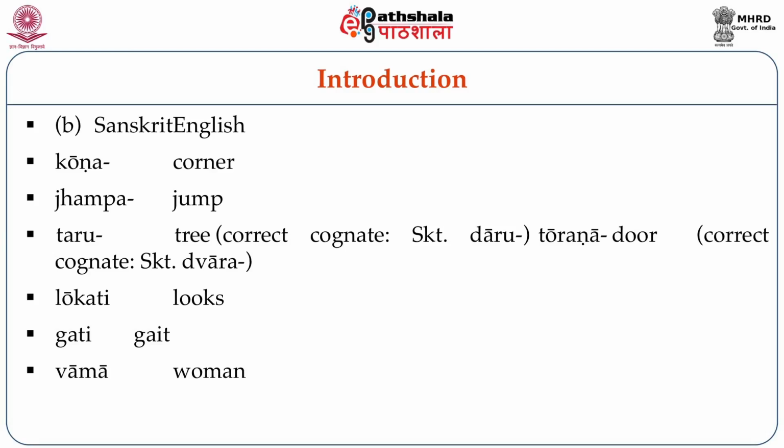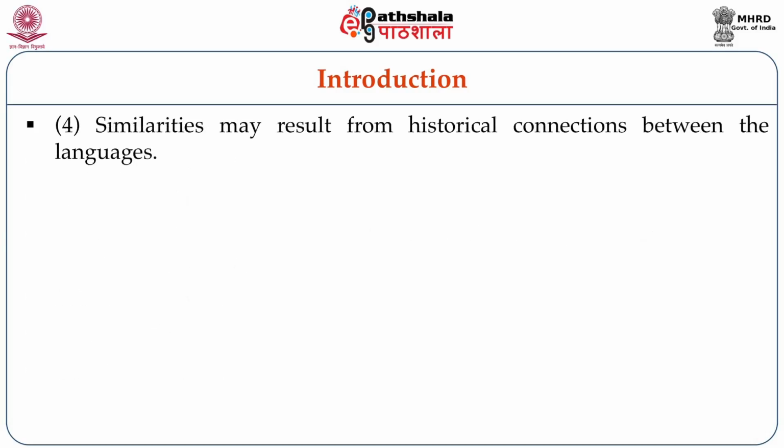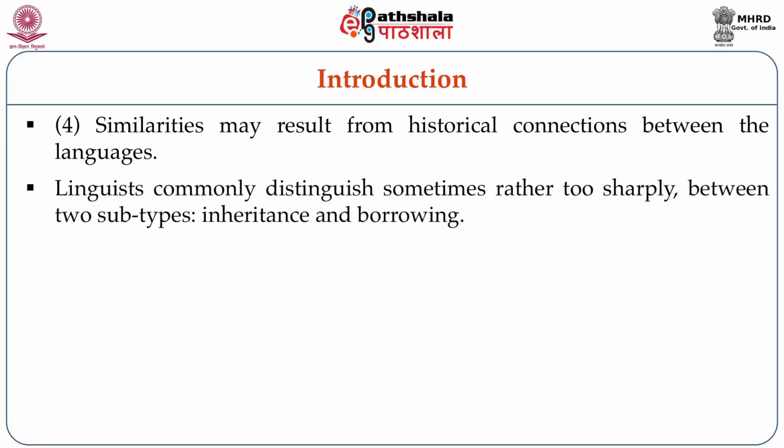So this kind of similarities, because of their distant relationship, it is very hard to ascertain whether they are really related or not. The fourth type of relationship we may see is that similarities may result from historical connections between the languages. This is the most crucial one. Linguists commonly distinguish, sometimes rather too sharply, between two subtypes in this: inheritance relation and borrowing.